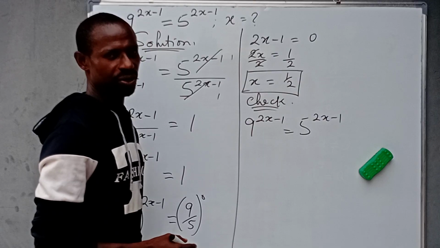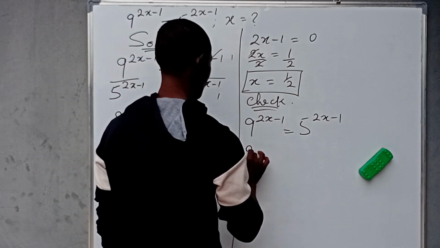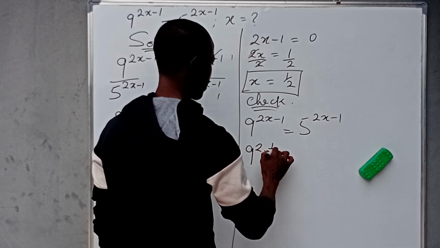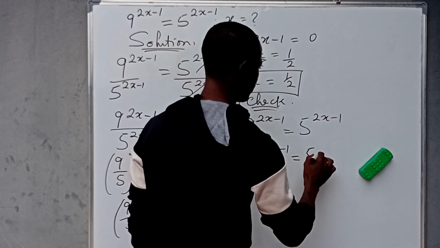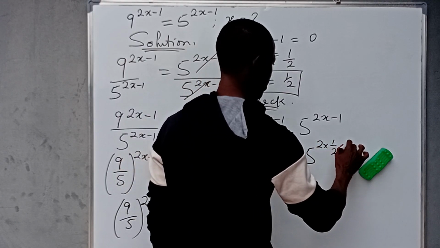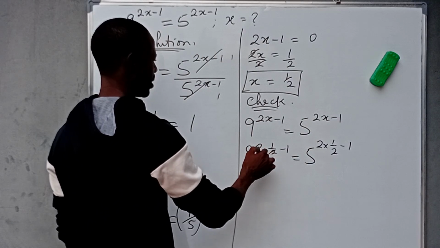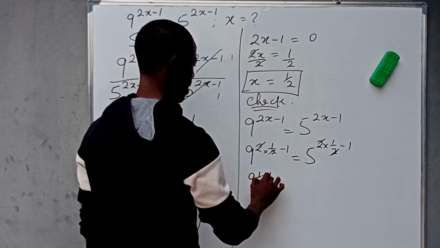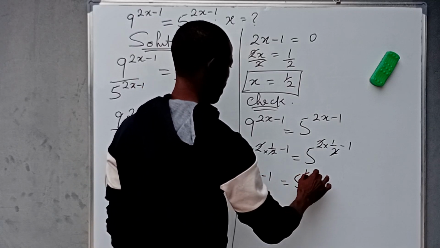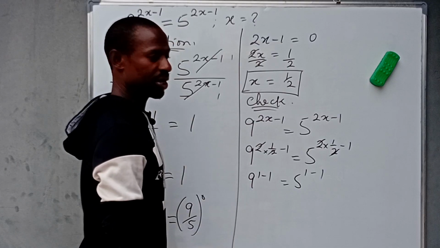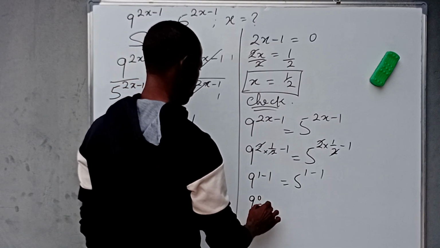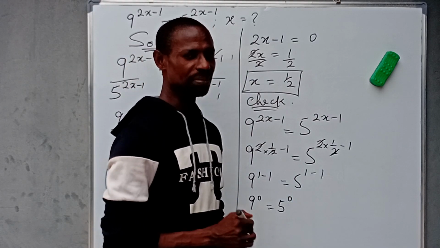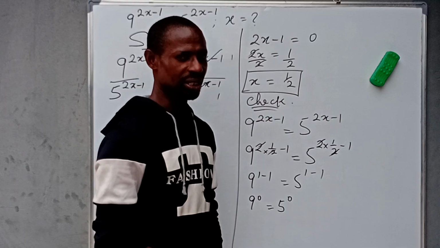So wherever we see x, we're going to put 1 over 2, right? Good. So we have here 9 to the power of 2 times 1 over 2 minus 1 equals 5 to the power of 2 times 1 over 2 minus 1 also. So applying the law of indices, this will leave and this will also leave. So I'm now left with 9 to the power of 1 minus 1 equals 5 to the power of 1 minus 1. 1 minus 1 gives us 0. So we're now going to have 9 to the power of 0 equal to 5 to the power of 0.